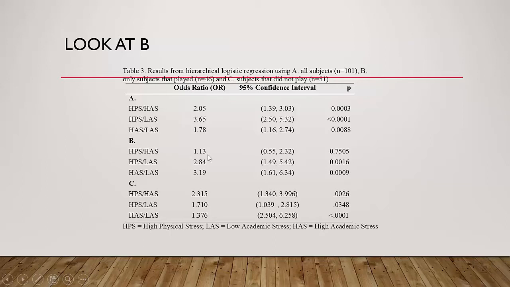1.13 times as likely to get hurt, but there is no significant difference. If we look at high physical stress to low academic stress, we see that they're 2.84 times as likely to get hurt, and that is significant. And high academic stress to low academic stress is 3.19, and it's a 0.0009 p-value. So what we can see here is that the athlete is more likely to get hurt or sick from a test than they are from training camp, which is just absolutely mind-boggling.